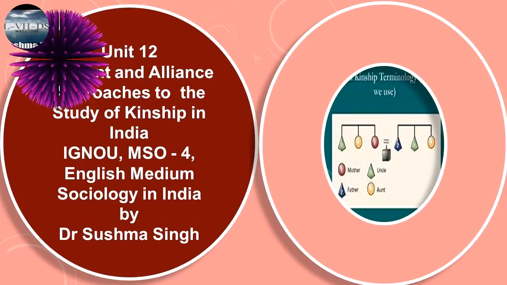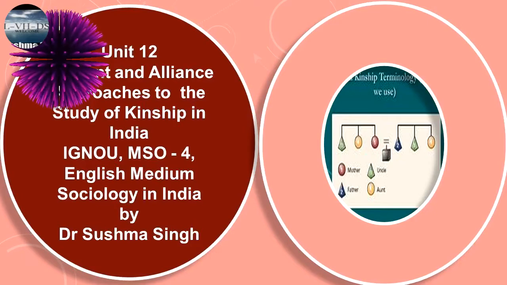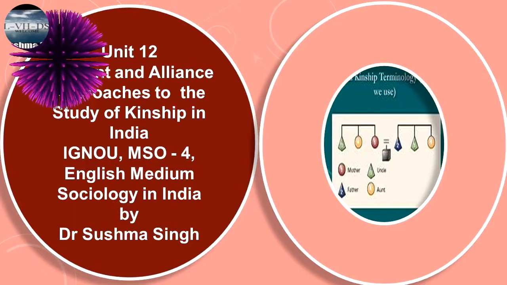Now let us come to the second approach, the anthropological sociological approach: descent and alliance. Anthropological and sociological studies have looked at kinship systems from the point of view of descent and alliance. Some of you may ask what is meant by the terms descent and alliance. Let us now discuss the descent and alliance approaches to the study of kinship. The first is the descent approach.